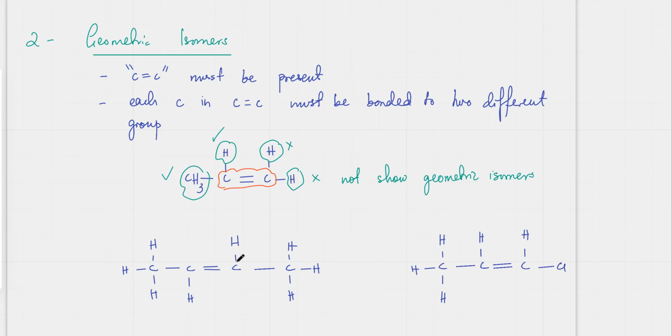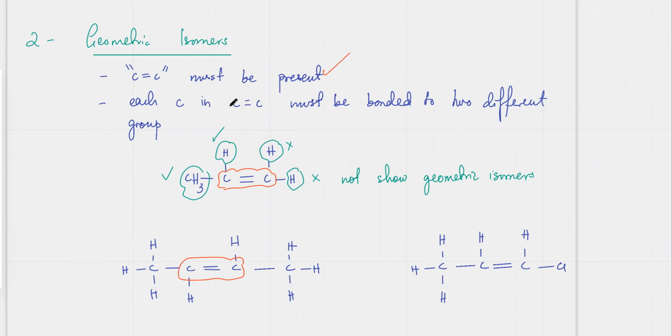I should say this one. So I'm going to search for geometric. Remember, we haven't studied what geometric isomers are. I'm just trying to figure out which molecule is fulfilling the conditions first. So this one, you've got a double bond. So that condition is met. The first one is correct.